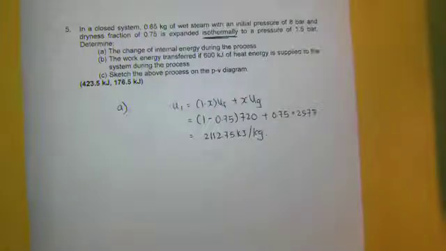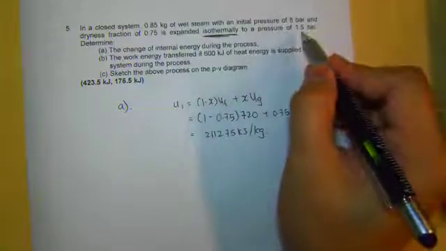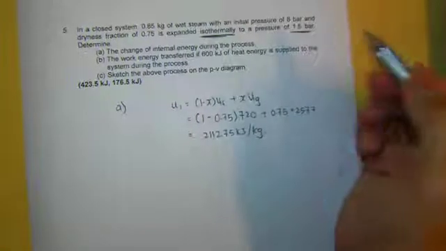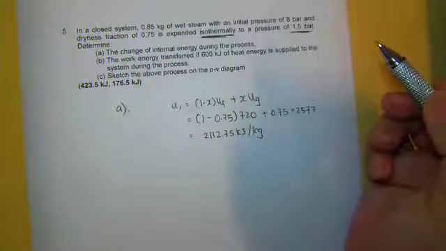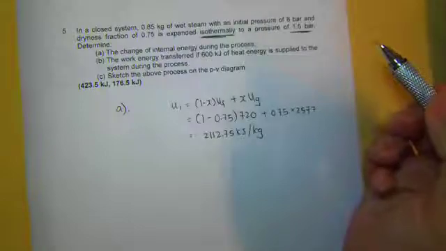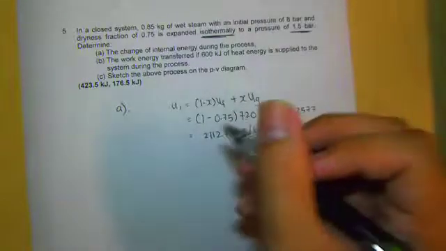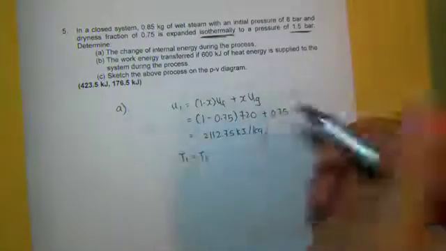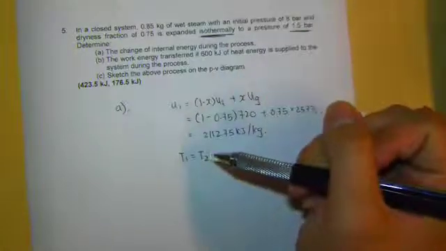So how about U2? How do I get U2? If you look at the question, the only thing we know about state 2 is the pressure, which is 1.5 bar as of now. As I said before, in order to predetermine a state, you need at least 2 properties. So where will the other property come from? It comes from the fact that T1 must be equal to T2 due to the concept of it being isothermal.